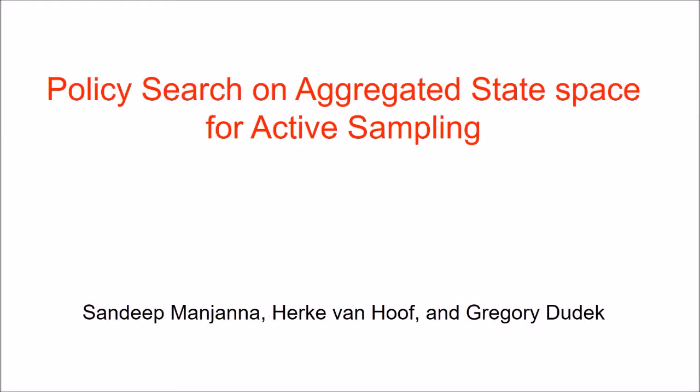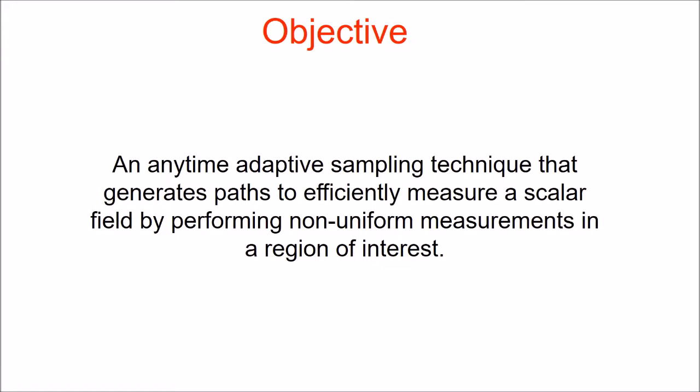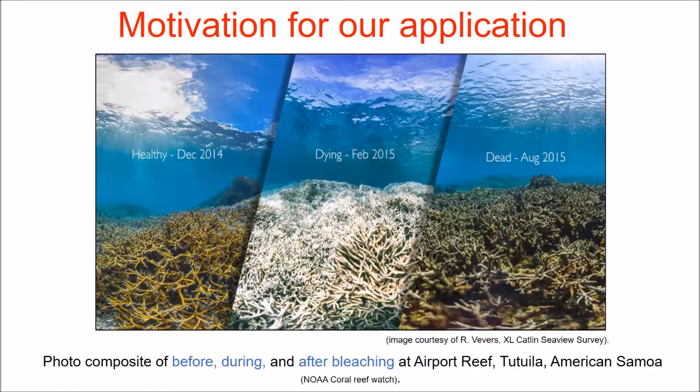Policy Search on Aggregated State Space for Active Sampling. In this paper, we present an anytime adaptive sampling technique to efficiently measure a scalar field by performing non-uniform measurements in the region of interest.